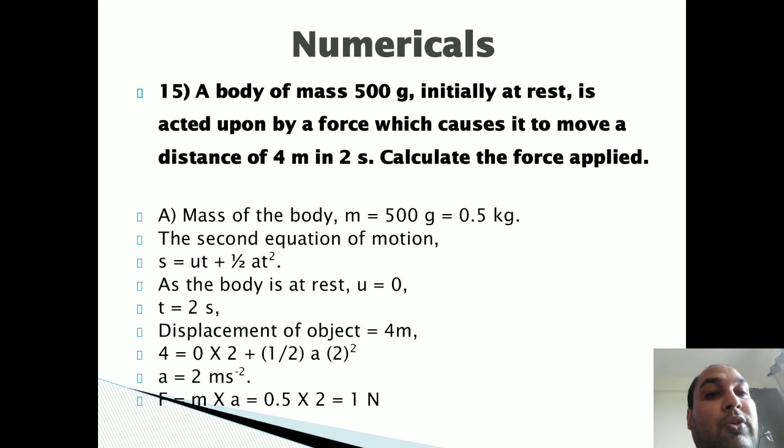Now we have to calculate F. F is equal to m into a. Mass we already know, it is 500 gram, we have converted into kg, so it is 0.5 kg. So 0.5 into 2, we will be getting 1 Newton.